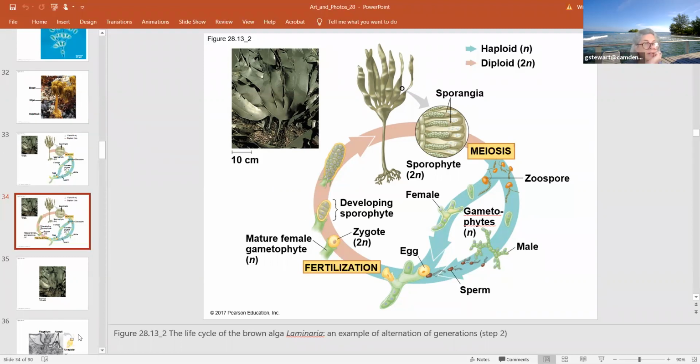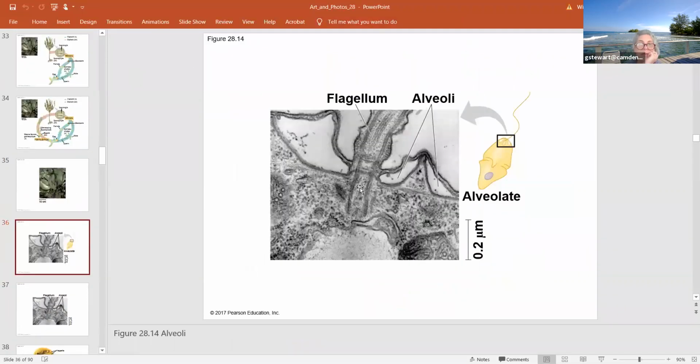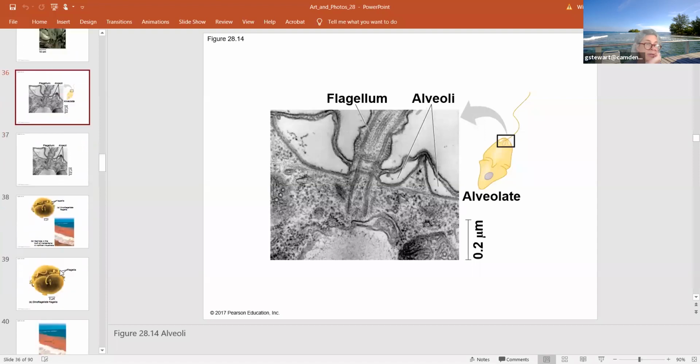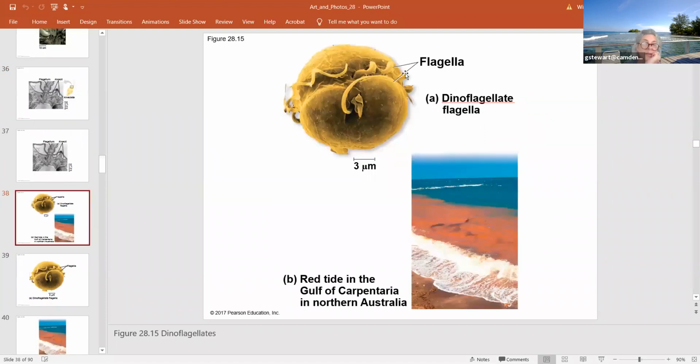All right, the alveolates. Here's an example of one of those. They are called that because there are these little pockets here near their flagella that are gas-filled spaces. One important alveolate would be this dinoflagellate here. It has these 2 flagella that sit in these grooves, so it actually kind of spins. It is often the culprit in a red tide, which you can see here.